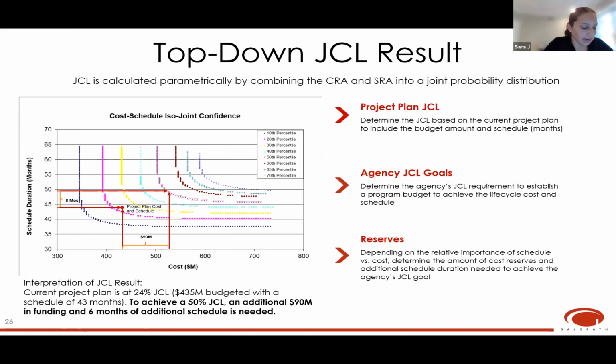If management desired to achieve a 50% JCL, you would need an additional $90 million and 6 months of added schedule. The agency's JCL objective will provide information on how much additional funding and schedule is needed to achieve a more realistic budget and schedule to make the project more successful.